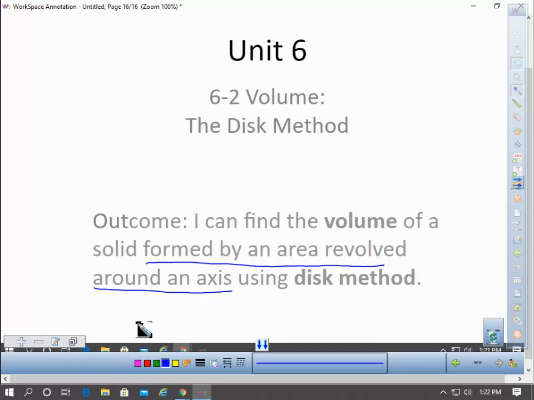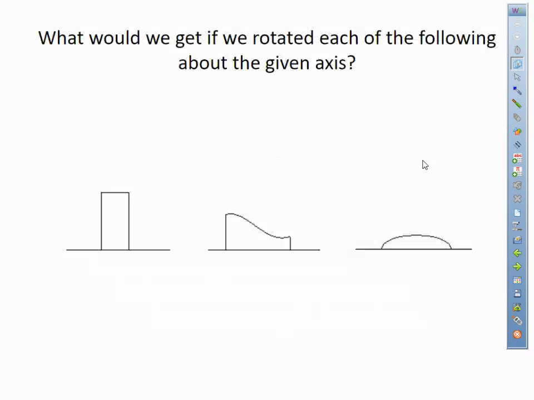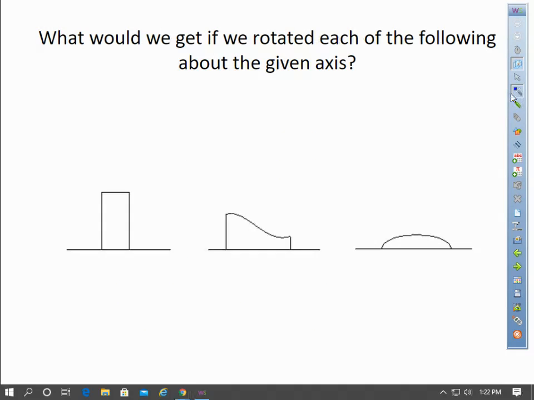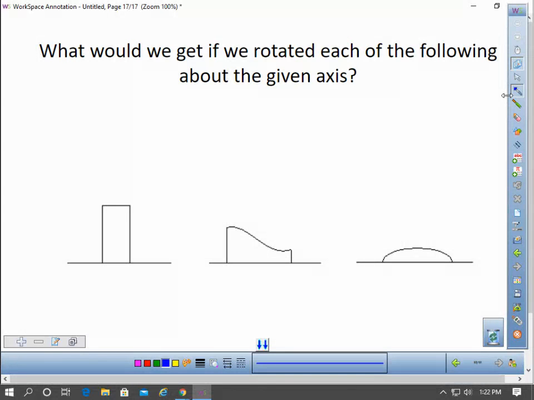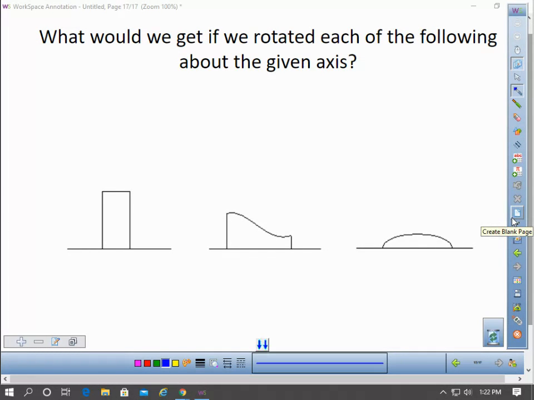All right. And there are two different methods. The first one is the disk method. So this video is solely about the disk method. All right. So let's get into what this is. So we're going to take an area and rotate it around an axis. So I wanted to get your brain thinking about what this means. So I've got some pictures I want us to draw so you can get a visual to know what's going on. All right, so what would we get if we rotated each of these given areas around the horizontal axis that it is drawn upon?